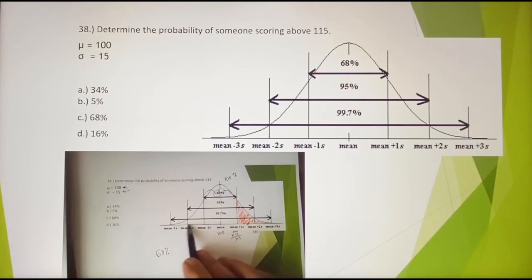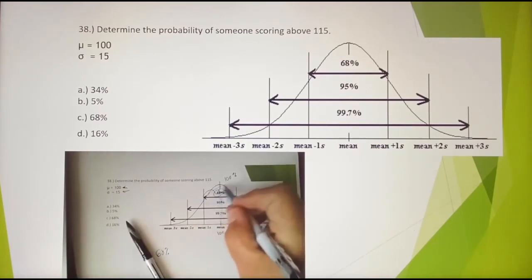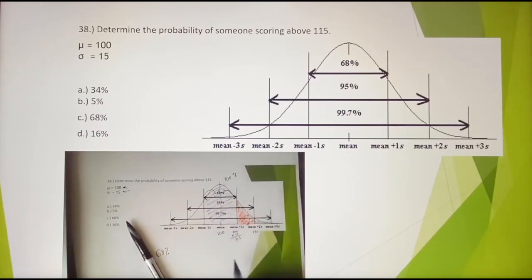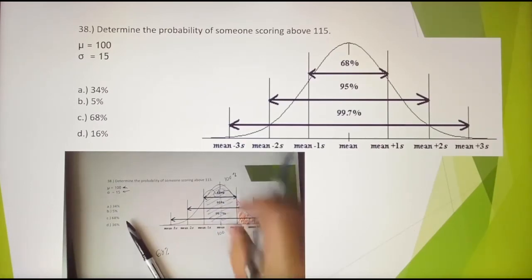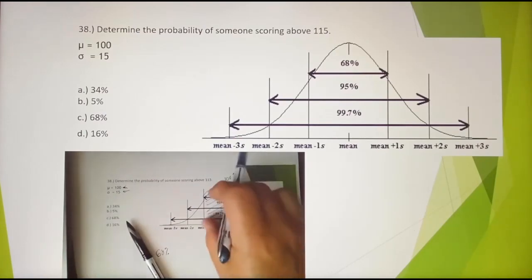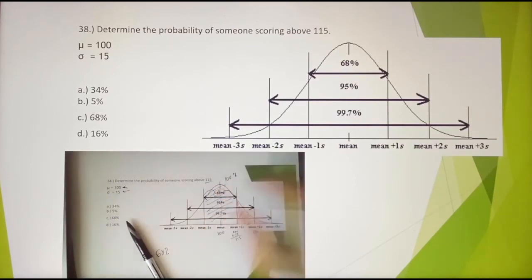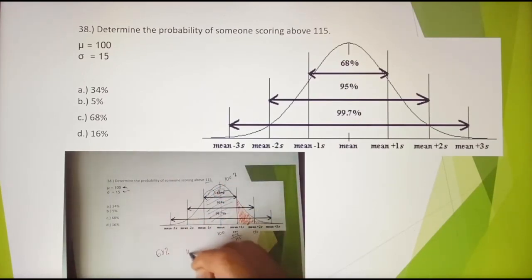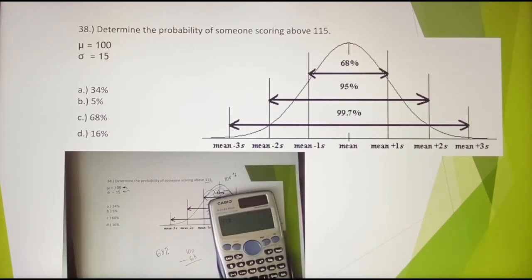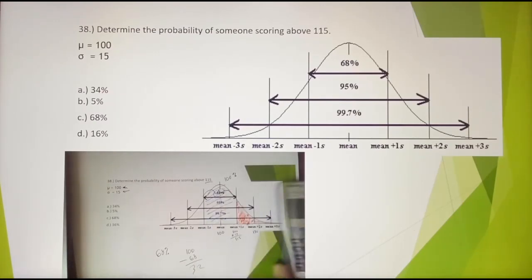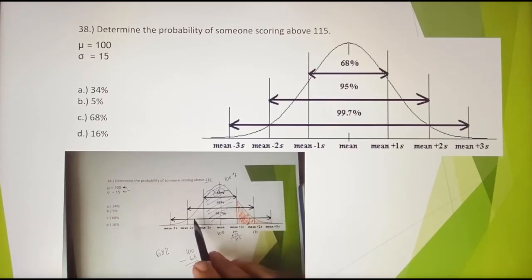So if we know that the whole amount is 100%, and this area here that's blue, I'm going to make it blue, is 68%, then we can just take this chunk out, because those are some of the folks that scored below 115. Let's go ahead and remove those. So I can take 100%, the total, and take out the 68%, right? So we got 100 minus 68, and that leaves us 32. So 32% is still left in this graph.